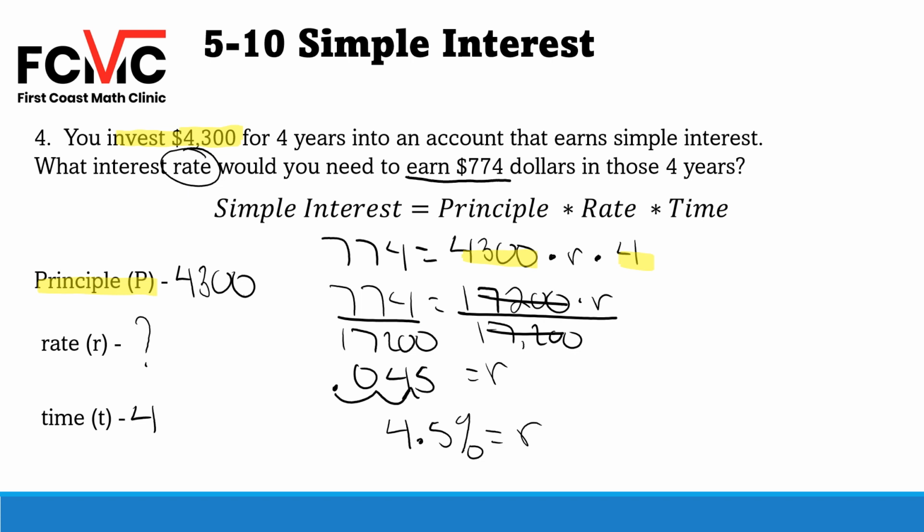Okay, so we did a bunch of different examples involving simple interest, calculating the principal, and calculating the rate given some different pieces of information. Hope this video helped you guys understand simple interest a little bit better.